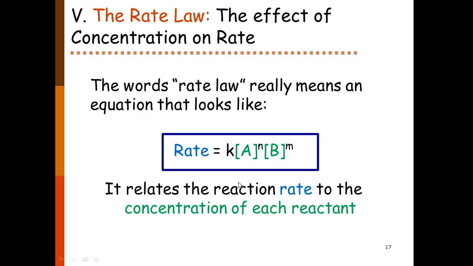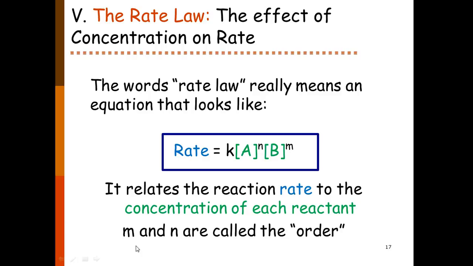In this case, the concentration of each of the reactants is written in green, and m and n reflect what is called the order of the reaction. So these values can be whole numbers from 0 on up.